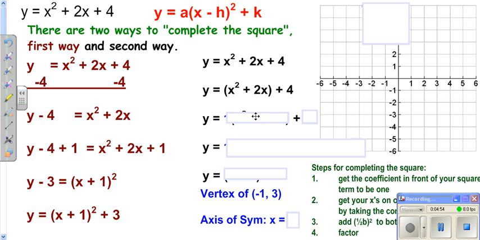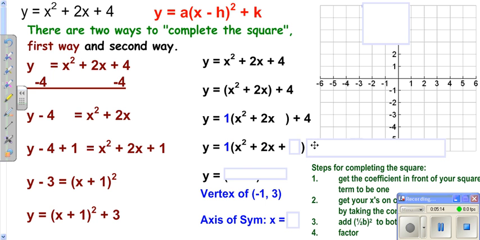Then you want to go ahead and say, okay, I got to get the coefficient in front of your squared term to be 1. In this case, it was, but I'm going to still put a 1 out here in front just to help you see that. So now you got to figure out, okay, got to complete the square. I got to take half of the 2 and square it and put it here. Well, when I do that, I am going to have a plus 1 squared here.